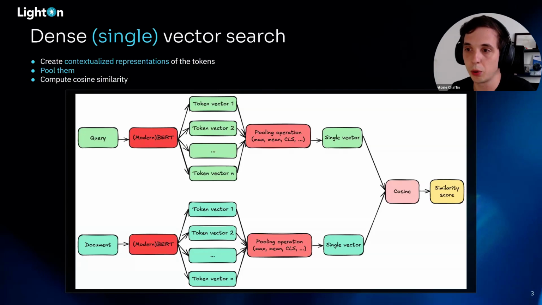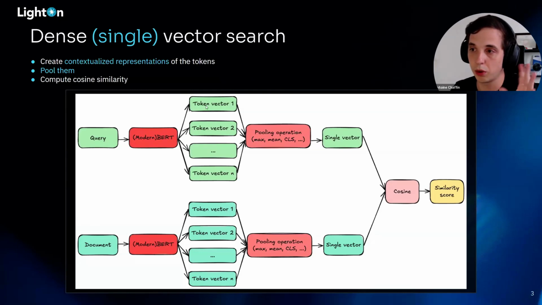So I think you are all pretty familiar with single vector search, also called dense search, that allows to search for relevant documents in a knowledge base based on a user query. Essentially, the query and the documents are fed to a transformer model, preferably an encoder such as BERT, or even better, its modernized version, right? And the transformer model will create a contextualized vector representation of all of the tokens in the sequence, so in the query and in the document.